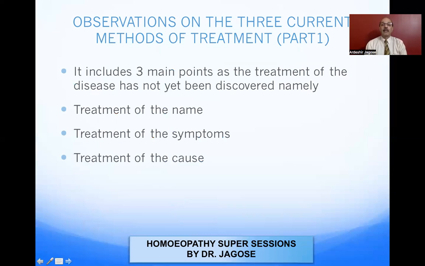Well, in this part one, observation on the three current methods of treatment, it includes three main points as the treatment of the disease has not been yet discovered, namely the treatment of the name, treatment of the symptoms, and treatment of the cause. So out here, basically, there are three important points for the treatment of the disease, that is the treatment of the name, treatment of the symptoms, and treatment of the cause of the disease. So three important points are there which have to be remembered.